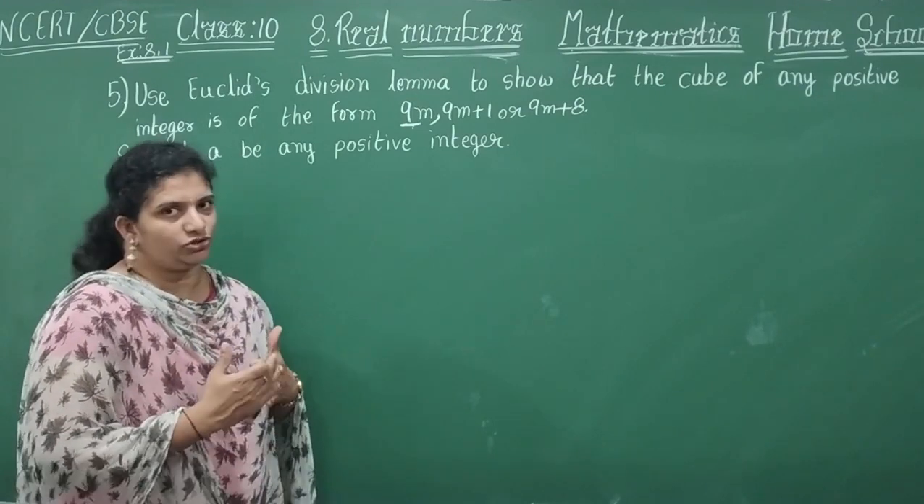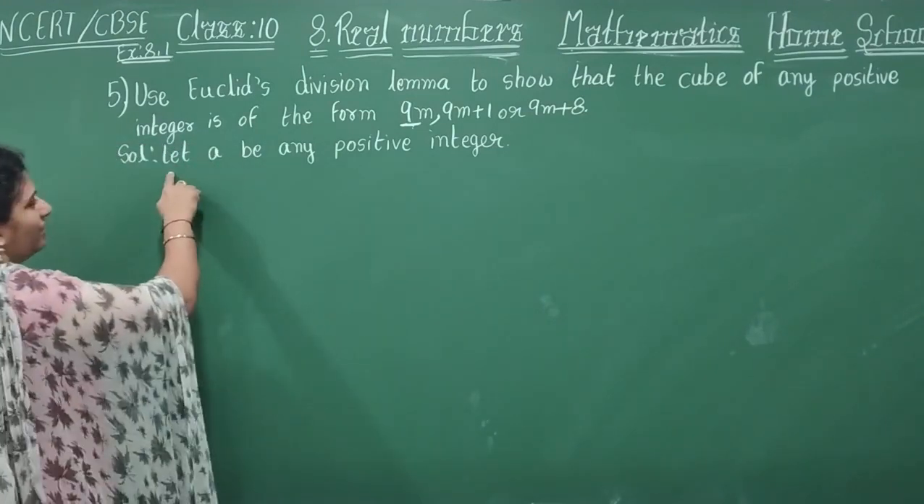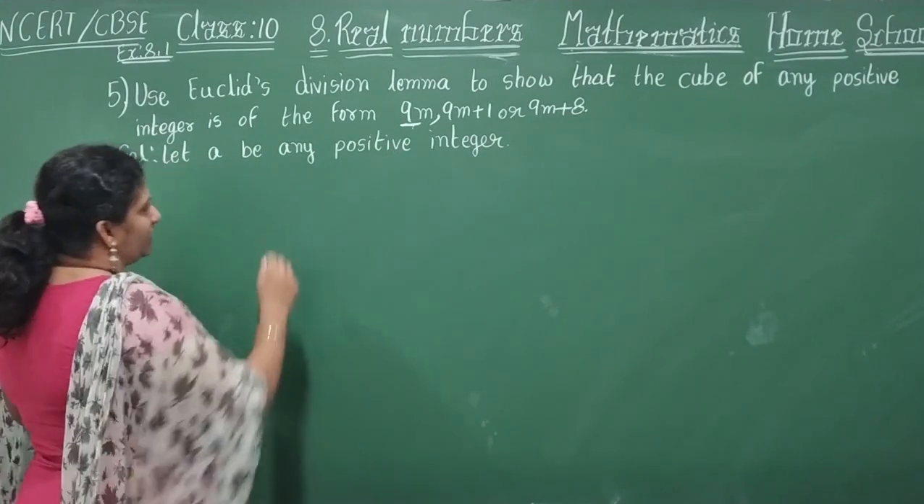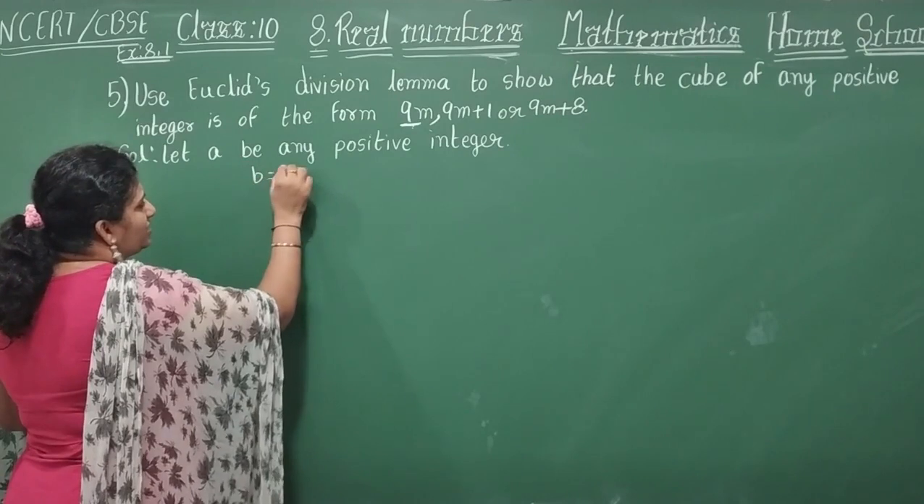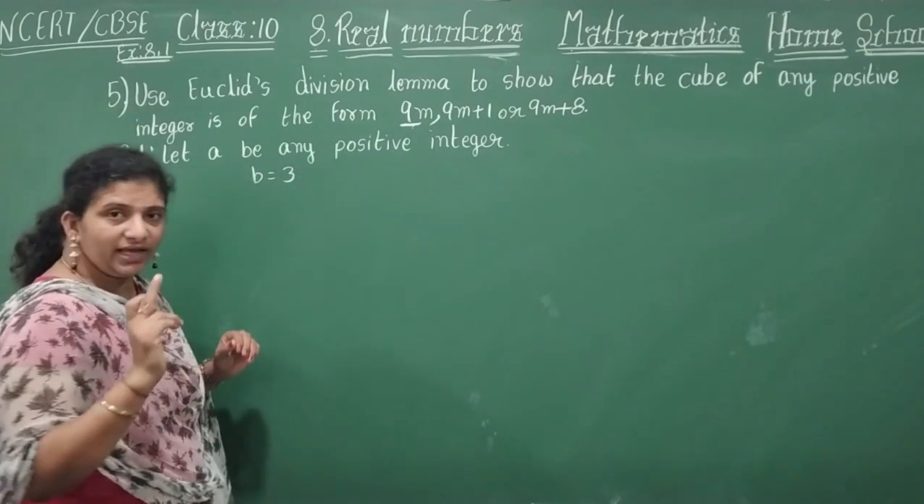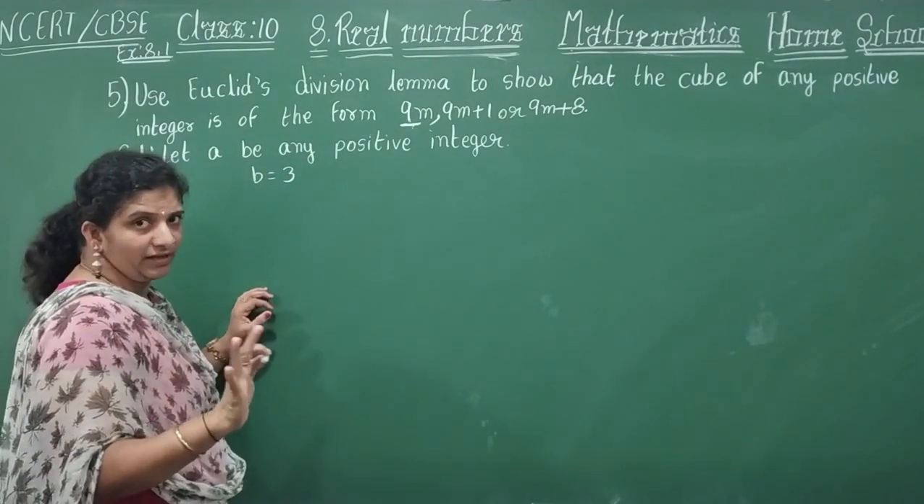Like that only we are going to do here. So now let's start here. Let a be any positive integer. So let us consider 3 children here. If you want, you can take 9 also. I am saying there is no rule like that.